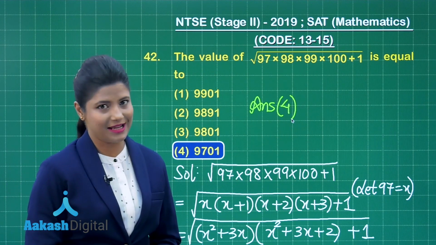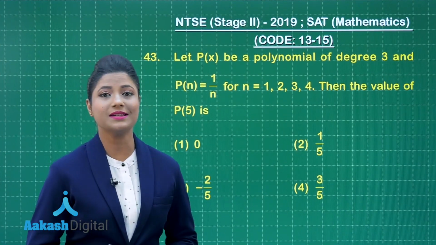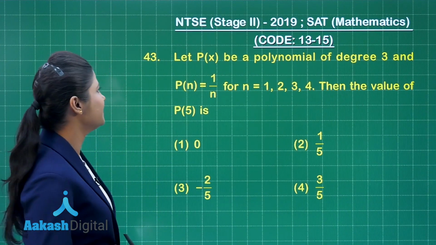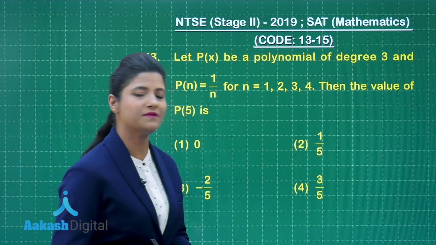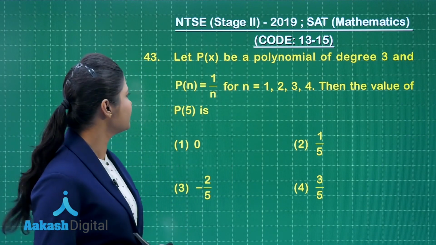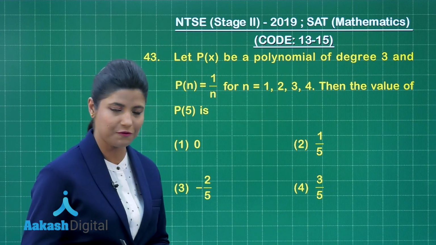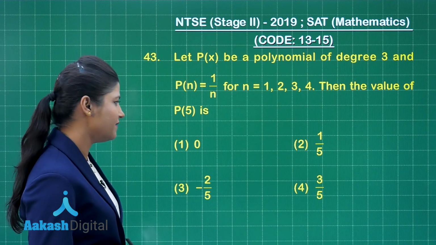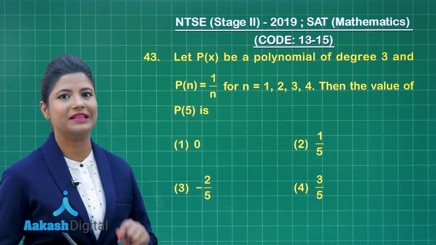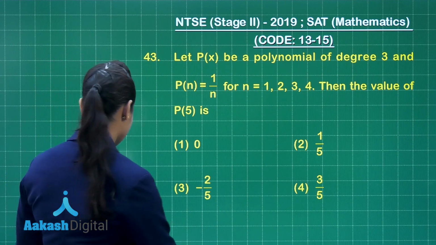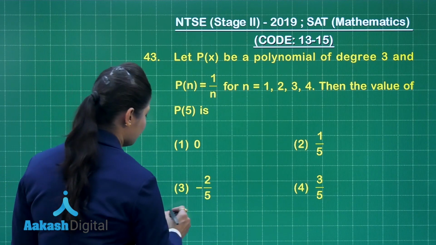Now let's discuss our next question. Now let's discuss question number 43. It states that let p of x be a polynomial of degree 3, and it's given that p of n is equal to 1 upon n for n equal to 1, 2, 3 and 4. Then the value of p of 5 is, out of these 4 options, you need to obtain the correct answer. So here let's try to figure out what is the value of p of 5.